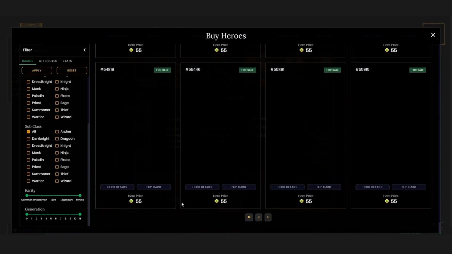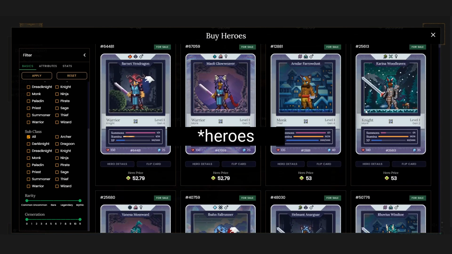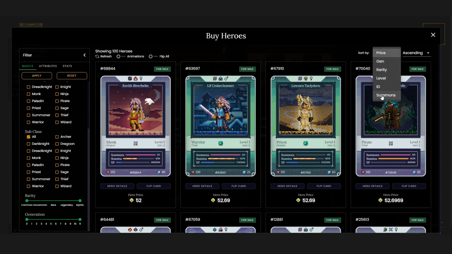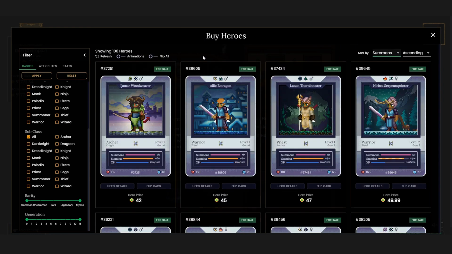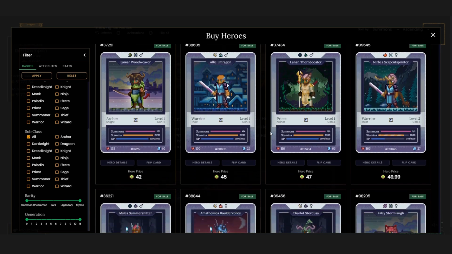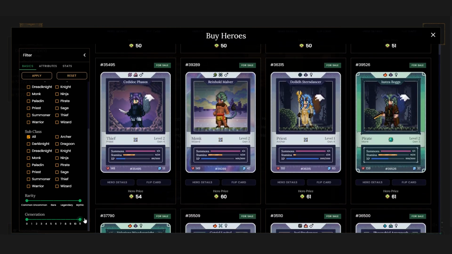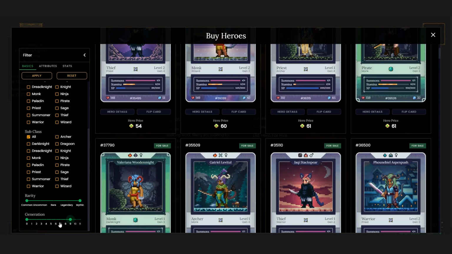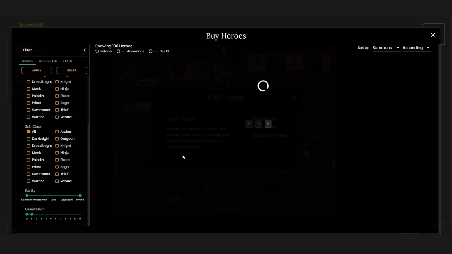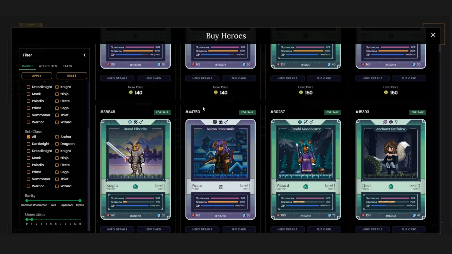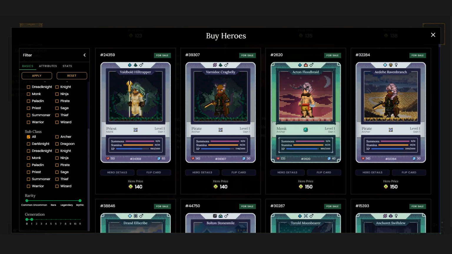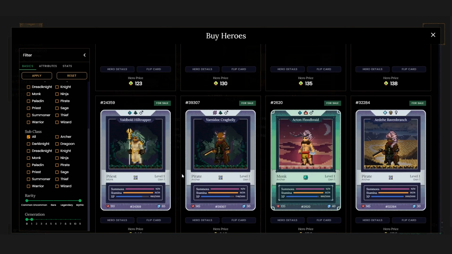Okay, there are just a lot of knights here, so this is not very productive. Let me actually just sort by summons. This will probably help more if we look at 10 summons. Actually, let me just filter by generation. This will make it easier. So if we look at 10 summons here, you can see the price tends to be much higher than if the summons were significantly less. So this is the basic framework with which I use to value heroes.